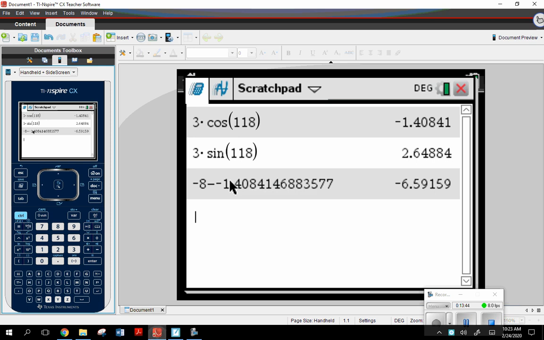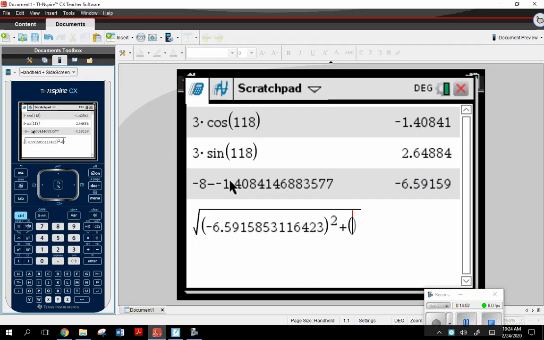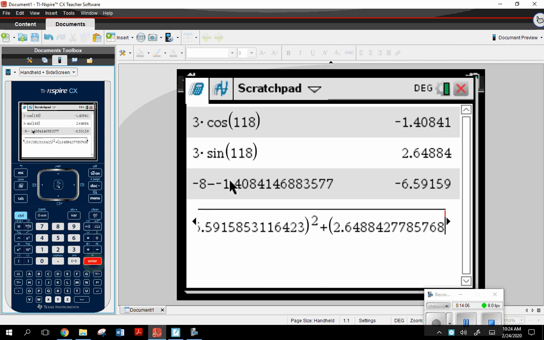Let's see what we got here. I'm going to say square root. So we have parentheses. I'm going to highlight this one just like I did before. Squared plus parentheses. Now I need the negative 1.41. Is that right? Negative 2.65. My bad. Okay. So I need that one. So I need to highlight this one. And then close parentheses squared.